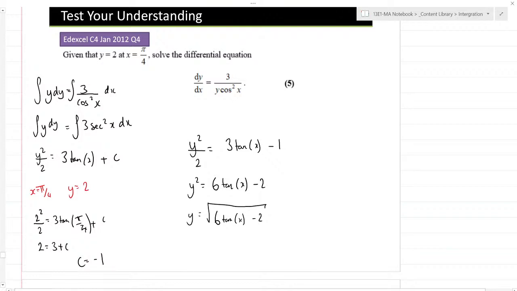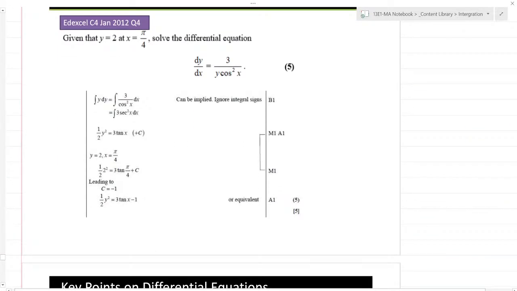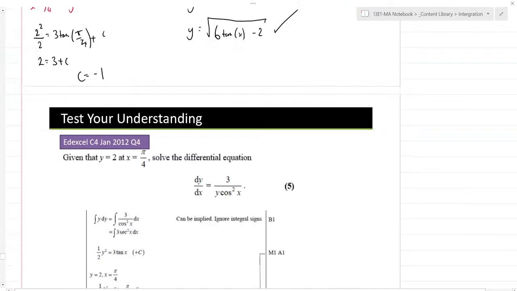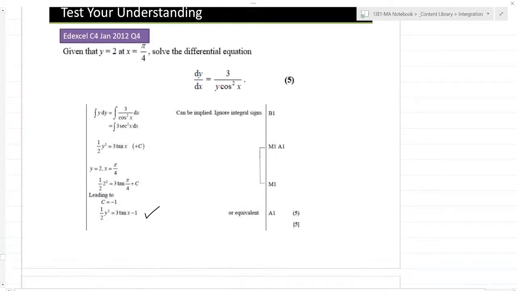Everybody all right with that, yeah? Brilliant. Super. They've left it in terms of y now. It doesn't always need to be in terms of y, okay? If I'm honest, I probably would have left it at this stage here before I square rooted, just because this can be easier to manipulate if we need to manipulate it any further. You get the marks for that as well, and it shows you that in the mark scheme.